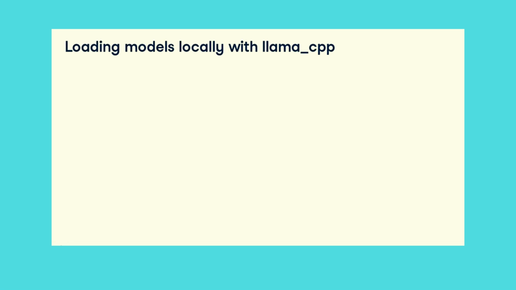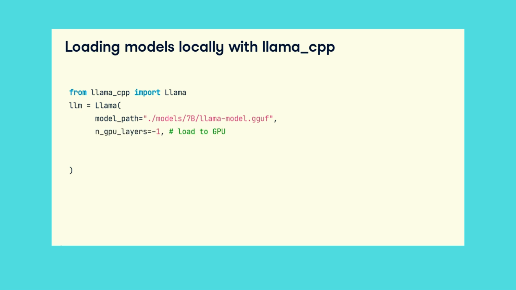To load a locally stored model using llama-cpp, we need to import the Llama class. Then we instantiate the class with the model path pointing to the file. Optionally, we can load the model to GPU with n_gpu_layers set to -1. Running model completions are typically faster on GPU.